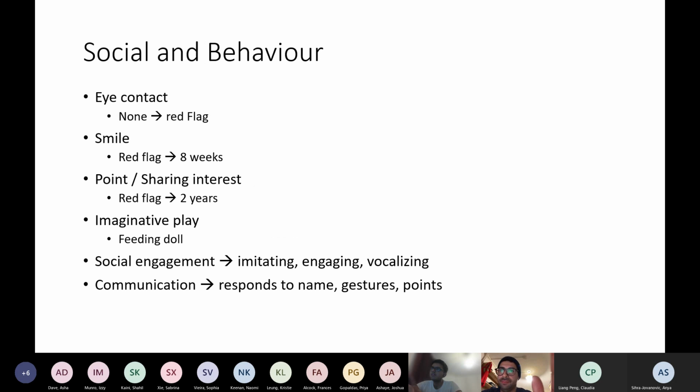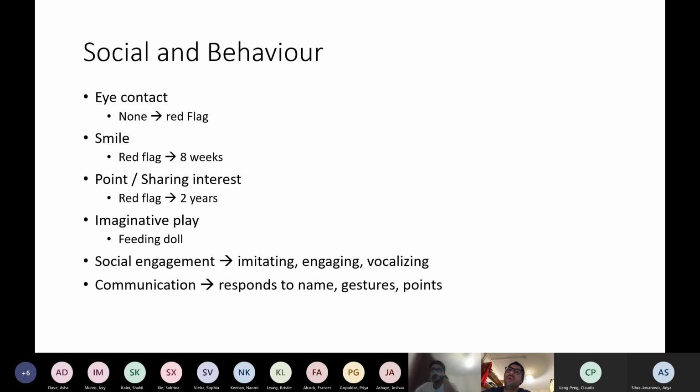So, social behavior, last one, eye contact. If they have no eye contact, that's a red flag. 8 weeks for smile, remember that. Normally by 6 weeks, if they're not doing it by 8 weeks, that's a red flag. Imaginative play, like feeding a doll, and also showing interest in playing with other children, is a red flag by 2 years. That's something you need to be aware of.